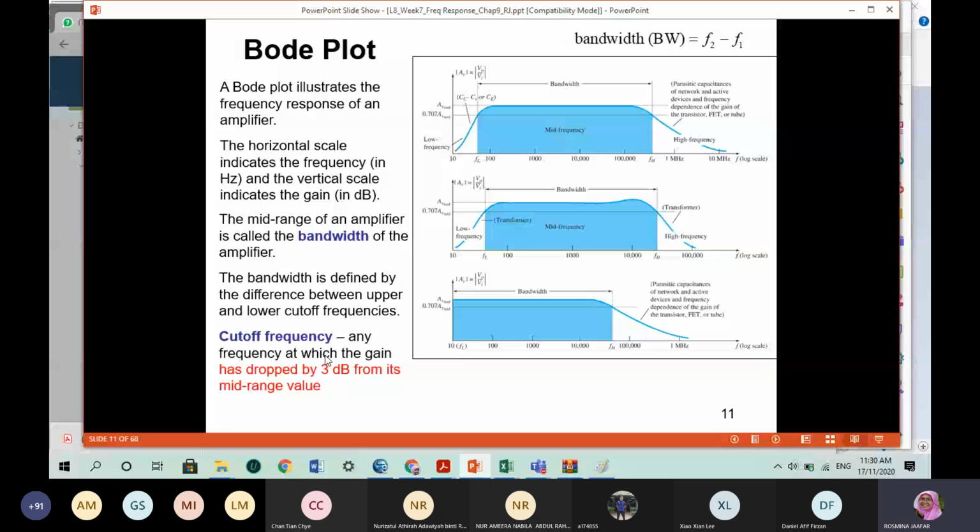The cutoff frequency here is any frequency at which the gain has dropped by 3 dB from its mid-range value. 3 dB is equivalent to 70.7%. Because at the flat response, it will be 0 dB. So if you change the scale of the y-axis to dB units, going down is a negative value. The flat line is actually at the scale of 0 dB. So that's why the cutoff is always taken at negative 3 dB. Negative means a drop.